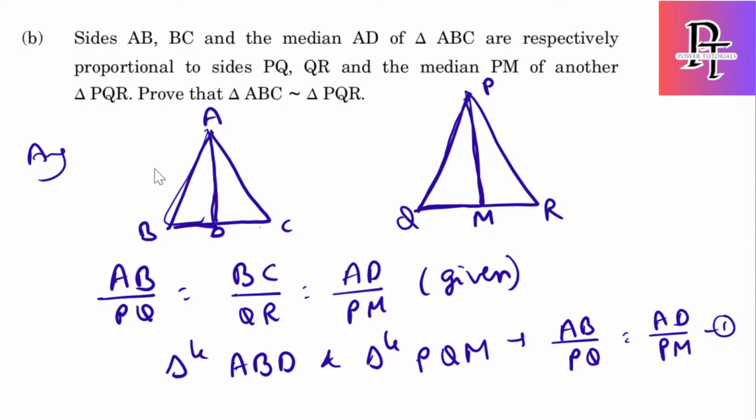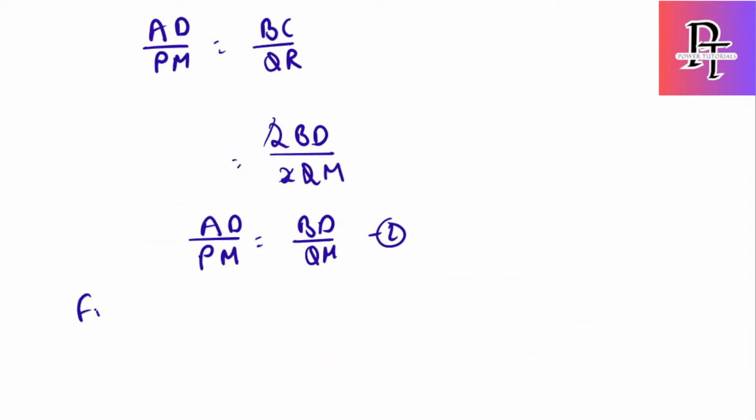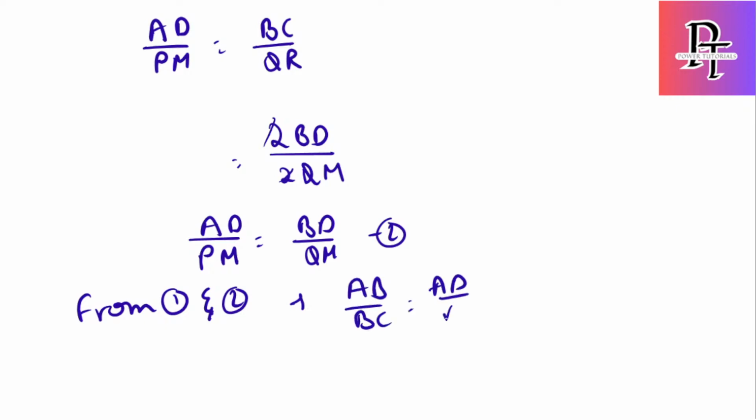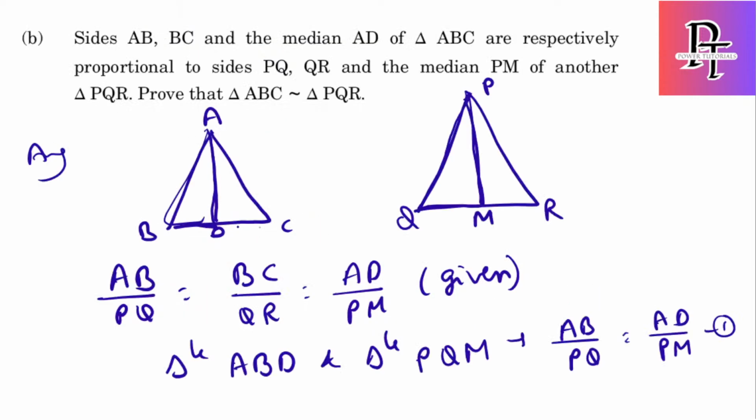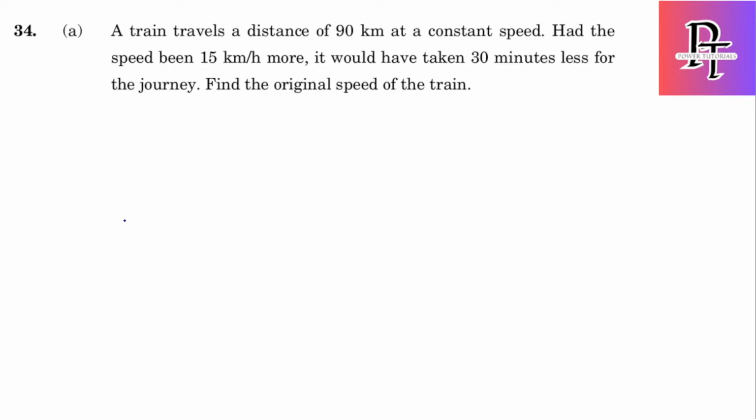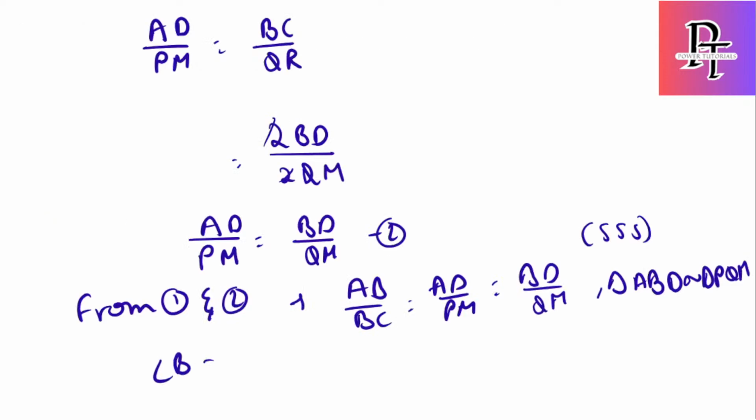So from 1 and 2, I can see all three sides are proportional, which are AB by PQ is equal to AD by PM is equal to BD by QM. If all three sides are proportional, that is using SSS criteria, I can say that triangle ABD is similar to triangle PQM. If triangles are similar, then the angles are equal. So I can say angle B is equal to angle Q.